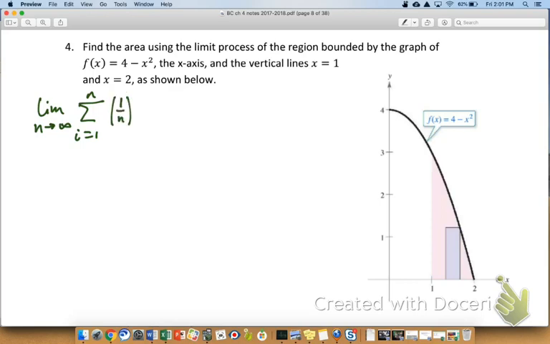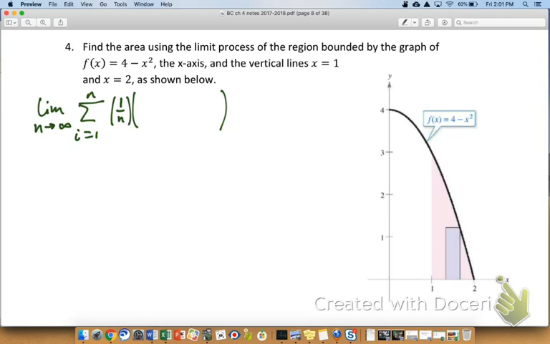It might be tempting to put 2 over n, but remember, the full interval width is just 1. From 1 to 2 is 1. So you would divide it up into n rectangles, and they would each be 1 over n wide. If the whole interval was 5 wide, then it would be 5 over n, etc.